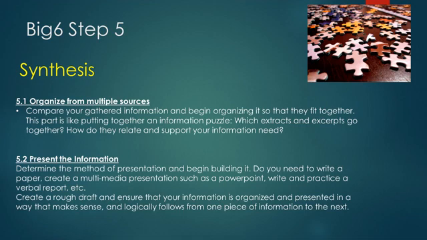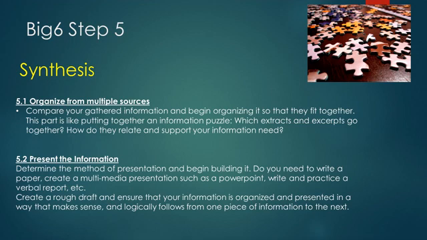Which extracts and excerpts go together? How do they relate to each other and then support your information need? If you found 3 different paragraphs in 3 different books about how windmills contribute to the energy grid, how are you going to put those together to structure an argument about it?